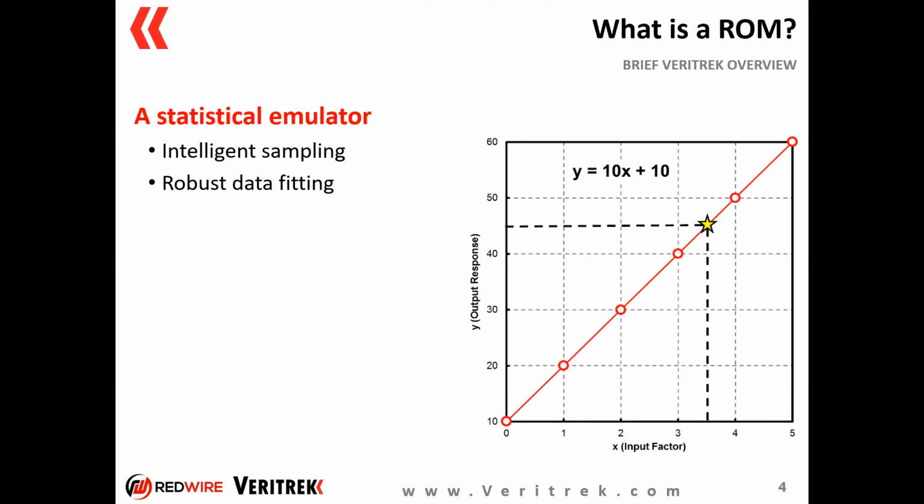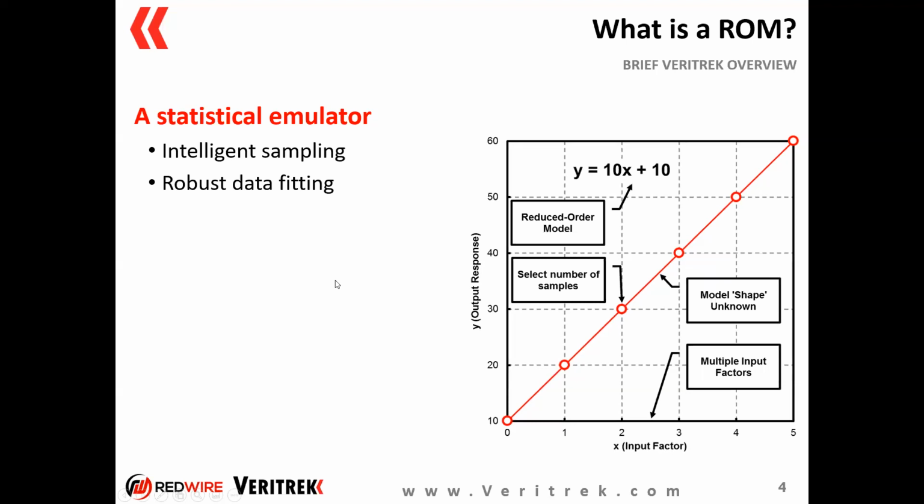Well, we haven't sampled that point yet. We certainly could go back to the thermal model and put in 3.5 watts, and out would come our temperature response of 45. But more computationally efficient is, why don't we just use the model we've just generated? It's going to be much faster. So we just put in 3.5 for X, and out comes 45 for Y. So that's essentially what we're doing with Veritrek.